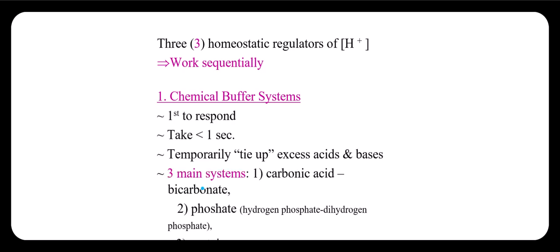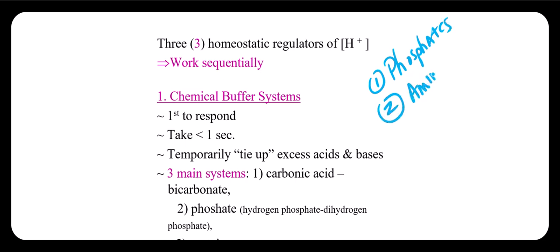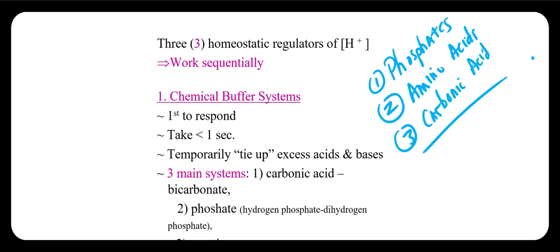So we have these three regulators. When we get into the mechanics of our buffers, we're going to talk about three different systems. We're going to use phosphates. We're going to talk about amino acids as buffers. And we're going to talk about carbonic acid bicarbonate as a buffer. So we'll go through those three individually.